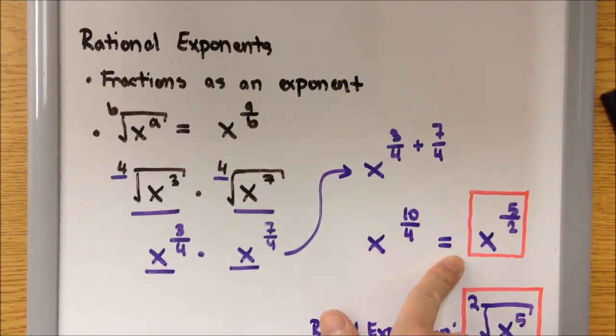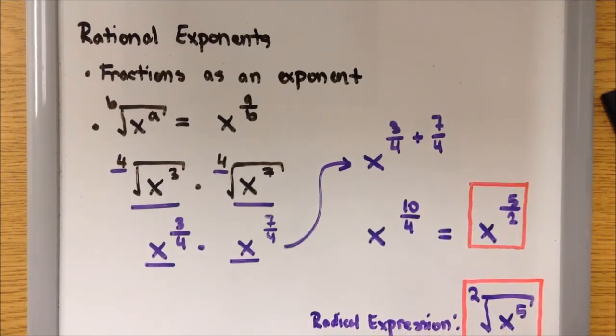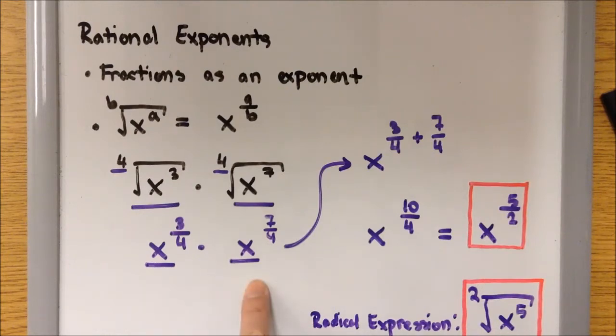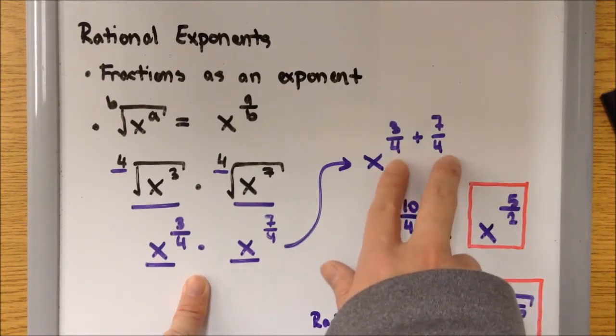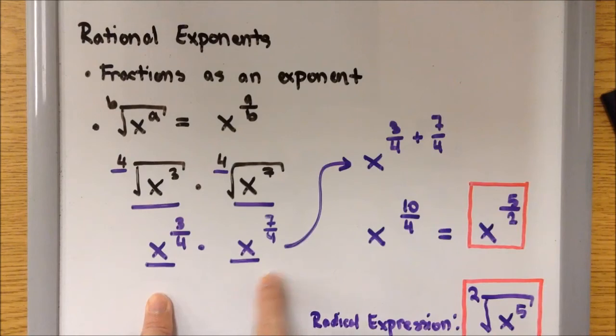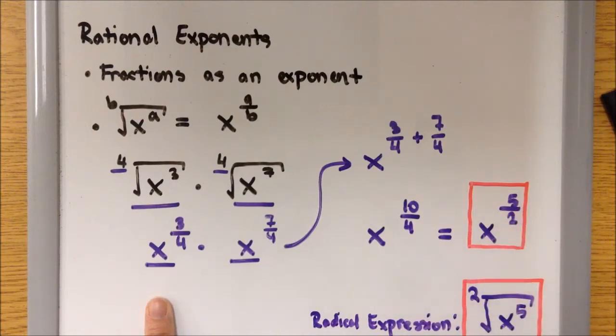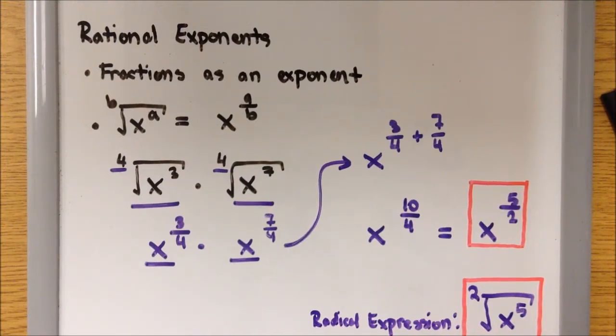Rational exponents and radical expression. So again, convert to rational exponents. Since it's multiplying, we add the exponents, especially when it's the same base. And we got x to the power of 10 over 4, and then we simplify it to x to the power of 5 halves. And if I just say, give me the rational exponents, that's where you stop. If I ask you to give me the radical expression, then you continue to this, the square root of x to the 5th.